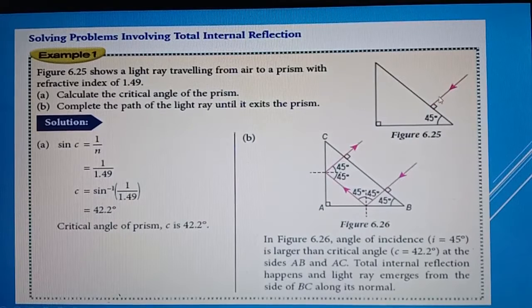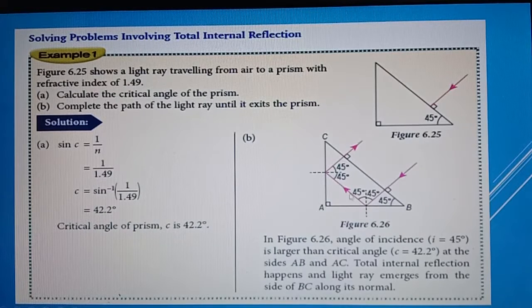So for part (b), we want to complete the ray diagram. You can draw a normal line here. So you can see angle I equals 0, meaning r equals 0, no refraction. So you can see it travels in a straight line. Okay, so when it hits this surface, you can calculate what angle I is. So angle I here is 45 degrees, which is greater than the critical angle, which is only 42.2. So total internal reflection occurs here.